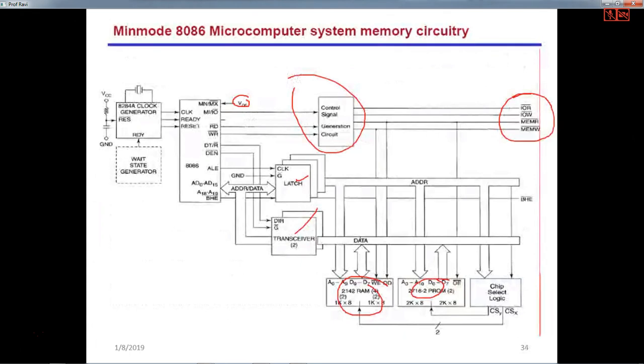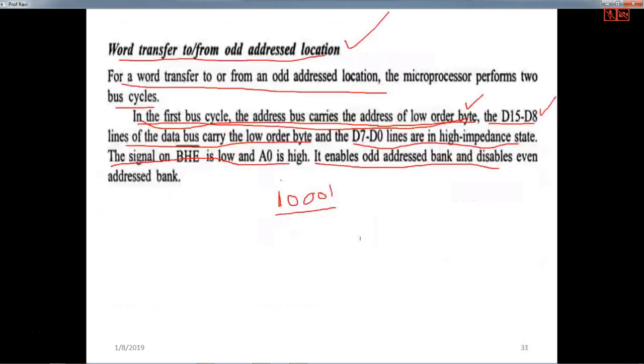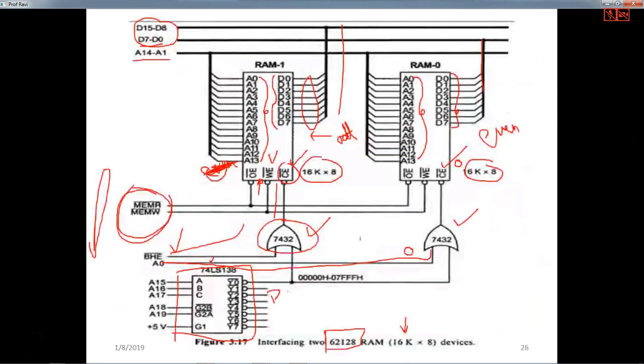Now coming to memory interfacing to the 8086, how to map. In this example, we didn't exactly consider how it is done. This part we have not discussed earlier; every other part we discussed. So now let us see how to map a particular address so that your decoder can select and assign that particular address to a memory location.